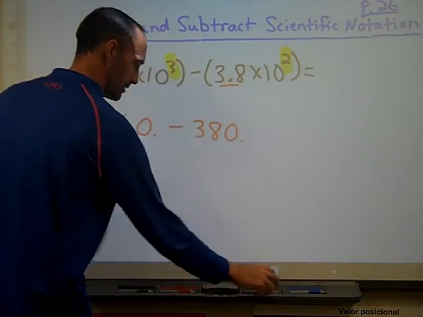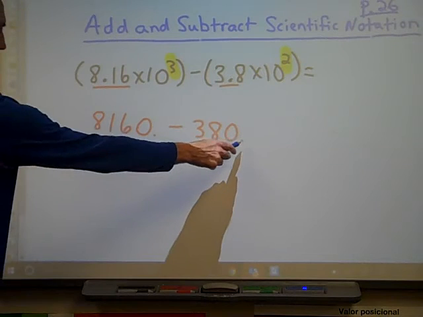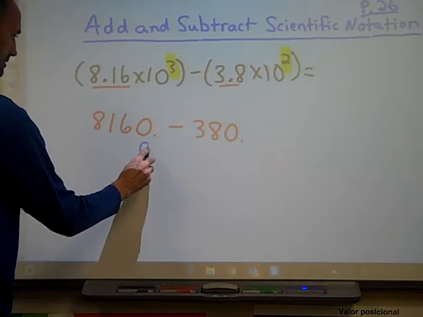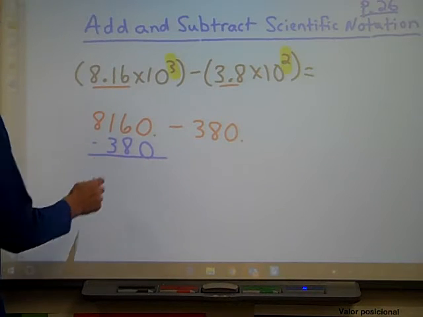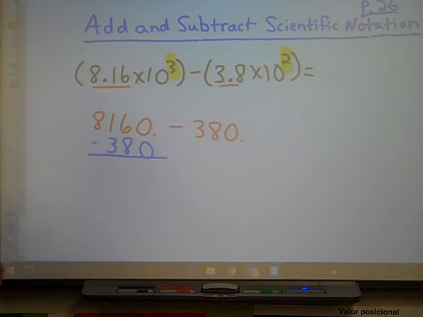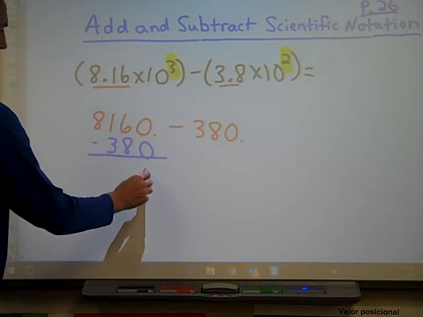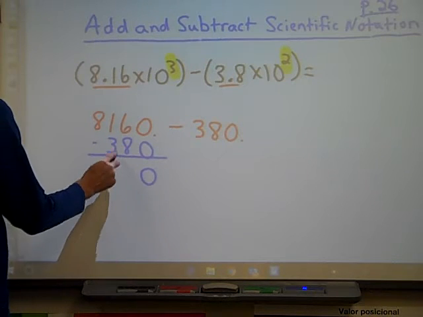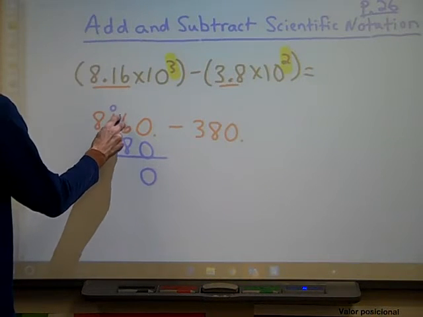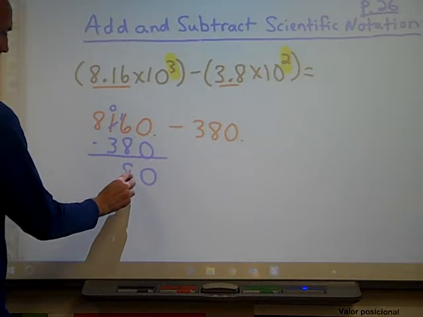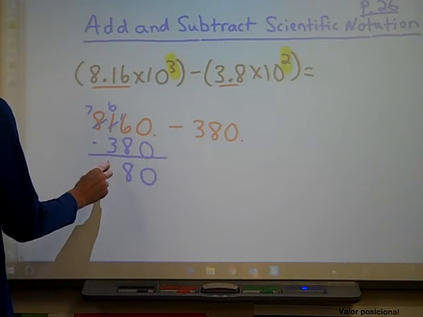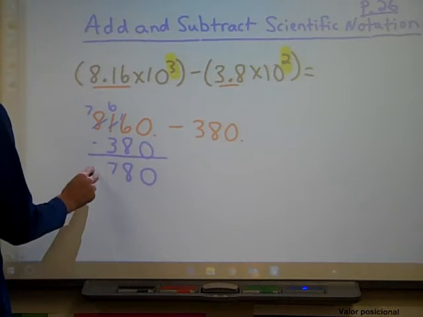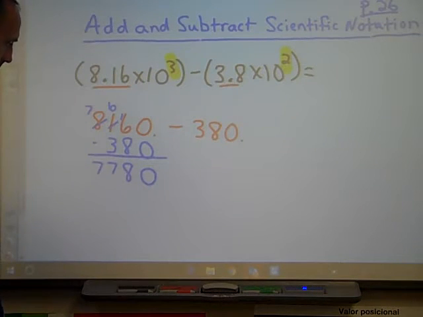Okay? And our rules for subtracting, right, we're going to line up those decimals. And we're going to do subtraction of 8,160 and 380. 0, can't do 6 minus 8. 16 minus 8 is 8, can't do 0 minus 3. 10 minus 3 is 7, 7 minus 0 is 7.